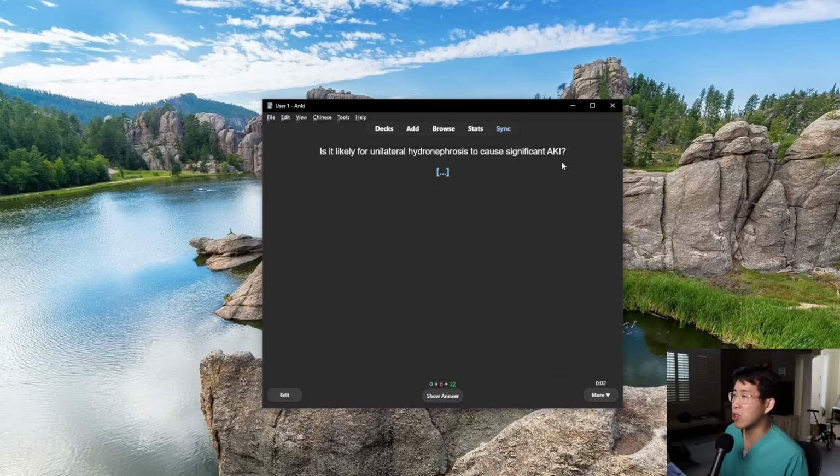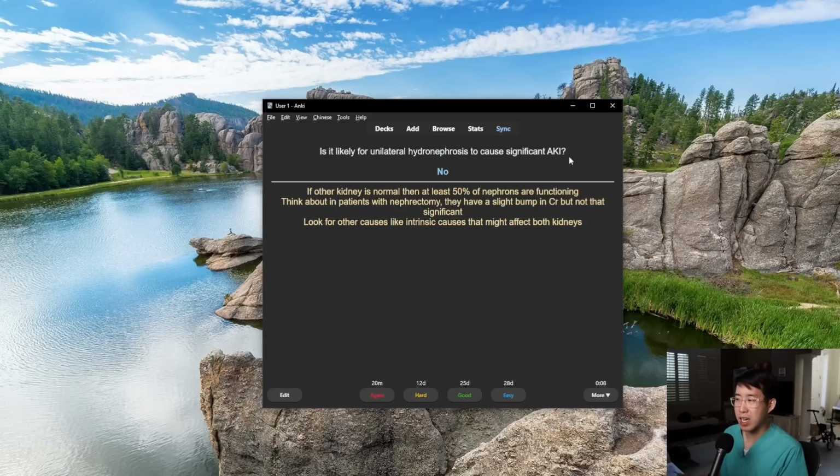Is it likely for unilateral hydronephrosis to cause significant AKI? So in general, if you just have one side of hydronephrosis, you're probably not going to see a huge AKI, and you might want to go digging for other causes of their AKI. Because if you think about it, a patient who has a nephrectomy only has one kidney and they still have relatively stable creatinine. So yeah, if there's a patient who has a significant AKI and mild hydronephrosis in one kidney, you might want to go digging a little bit for other causes of their AKI.